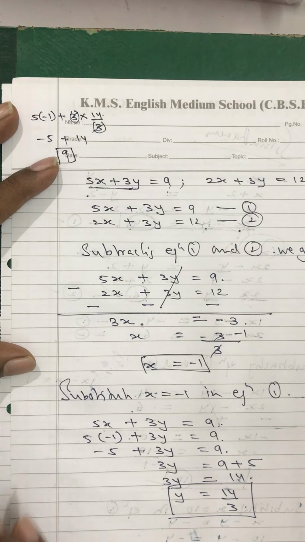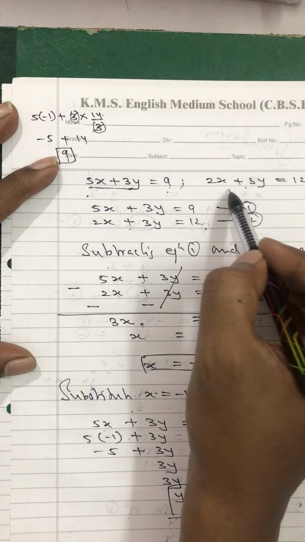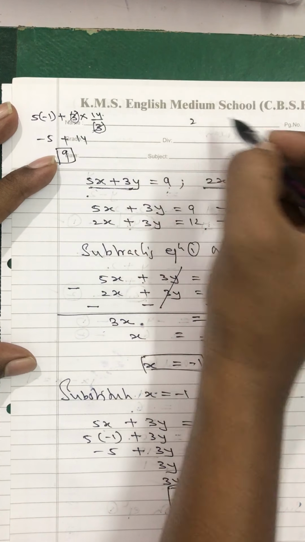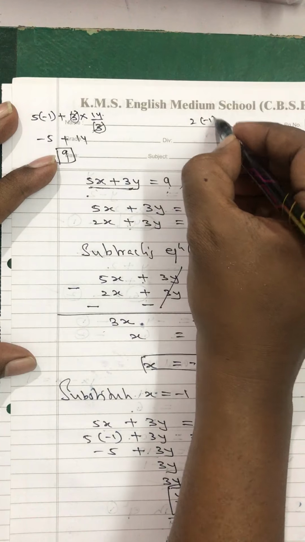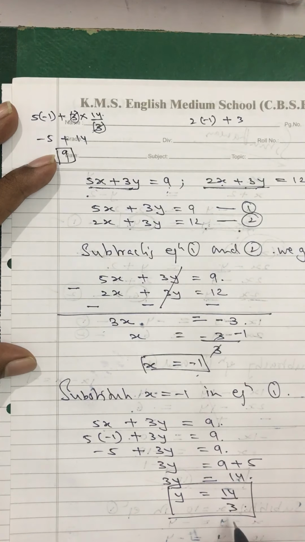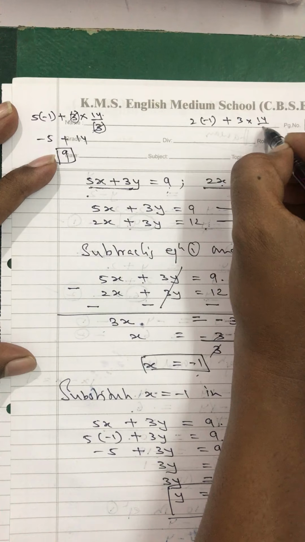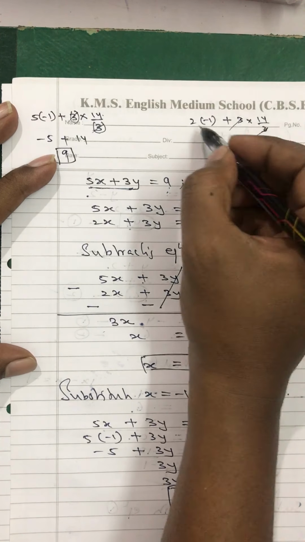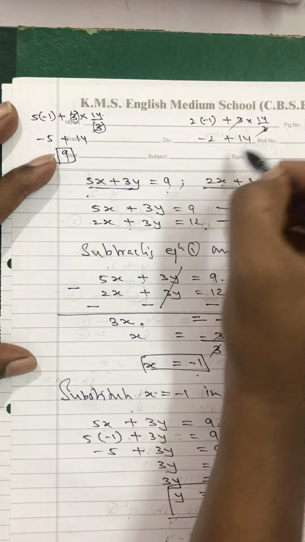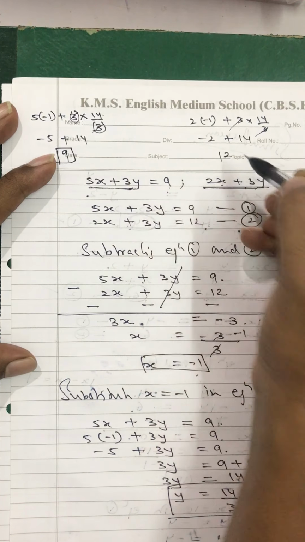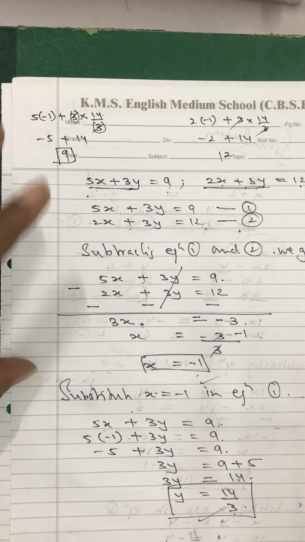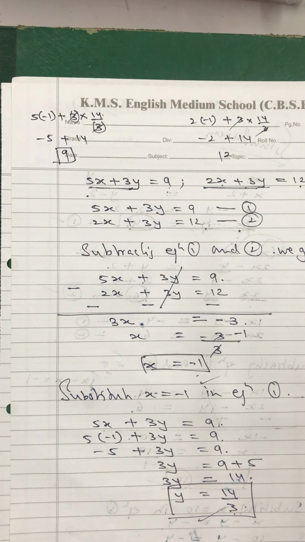right? Same, the values of x and y I should substitute over here. 2 into x, x is what? Minus 1. 3 into what is y? 14 upon 3. I should get 12. 3 is gone. Minus 2 plus 14, 12. That means this answer is right. Don't get bothered about the unnatural numbers. Okay, my dear students. So in the end, you have to write x is equal to minus 1, y is equal to 14 upon 3 is the solution of the given simultaneous equations. This you have to write in the end.